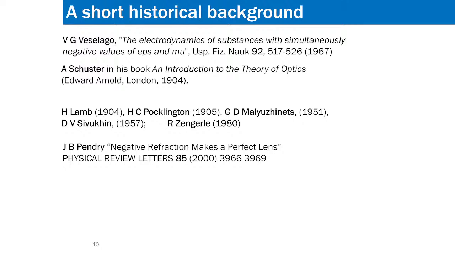Then Sir Pendry in the UK discussed how to realize a material which will give both epsilon negative and mu negative. That he designed and realized practically in 2000. So from 1967 to 2000, there was a null period. After 2000, people started working on this because it was possible to design a material with both negative epsilon and negative mu. This is a short historical background.